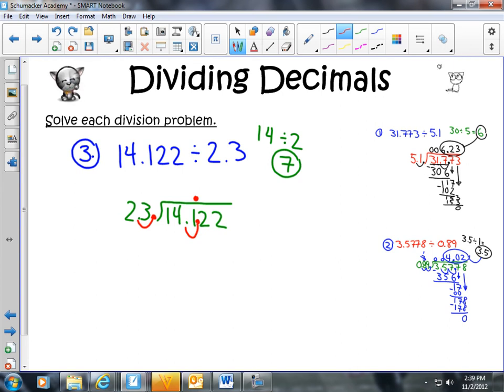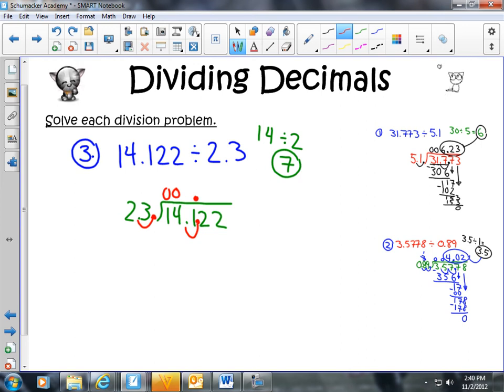So 23, can I divide 1 by that? No, I can't. I'm going to put a 0. 14, can I divide that by 23? Nope, got to put a 0 there. Can I divide 141 by 23? Yes, I can. So at this time, I'm going to think, well, what do I want to use? Do I want to use a 7? Well, I'm going to go ahead and think a little bit on this.